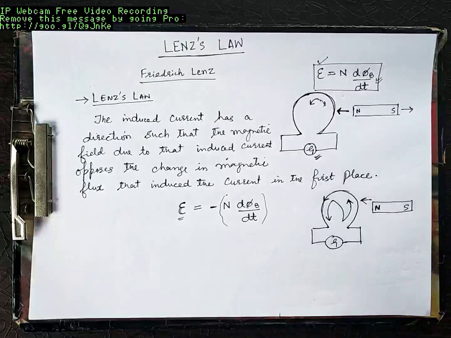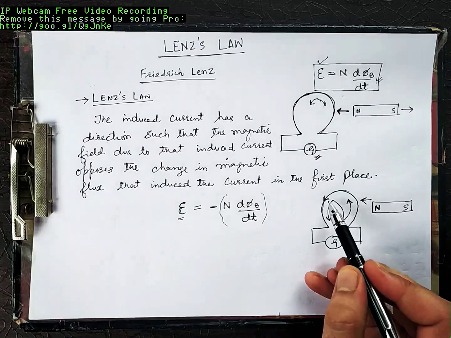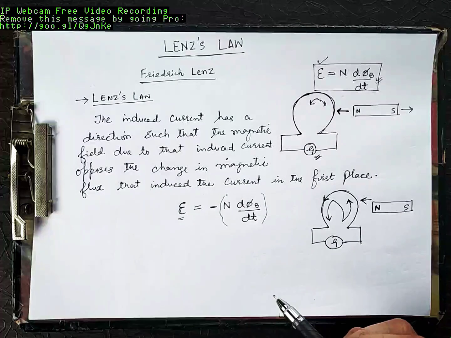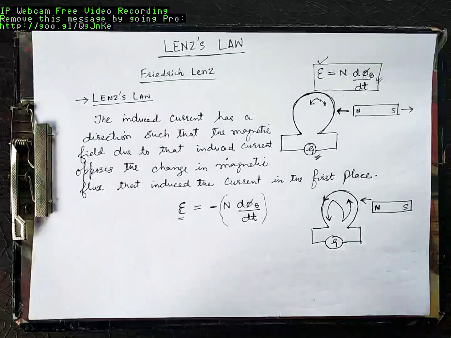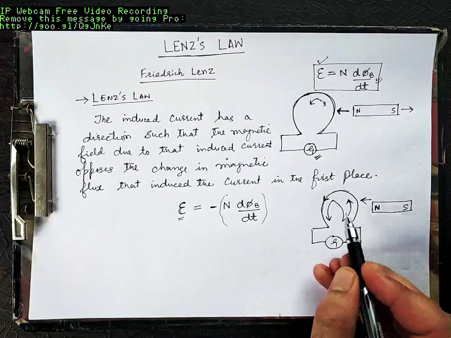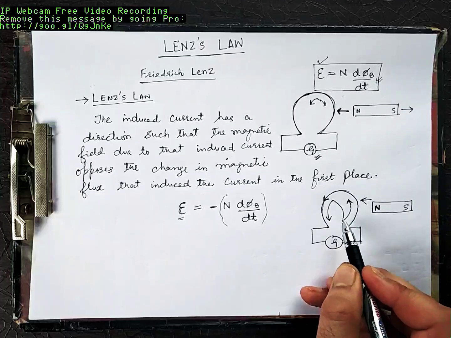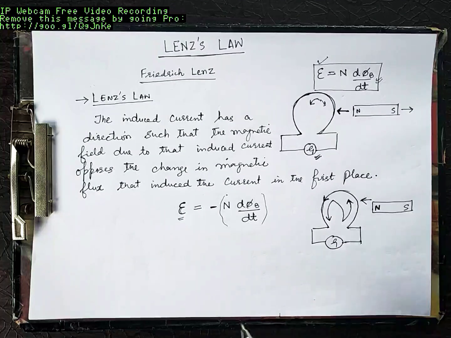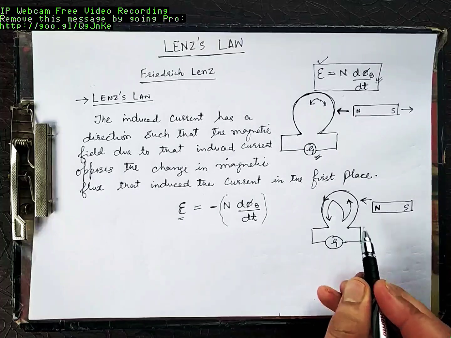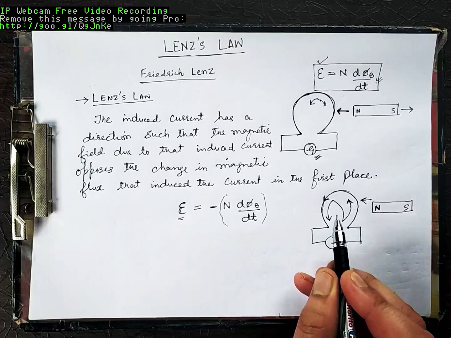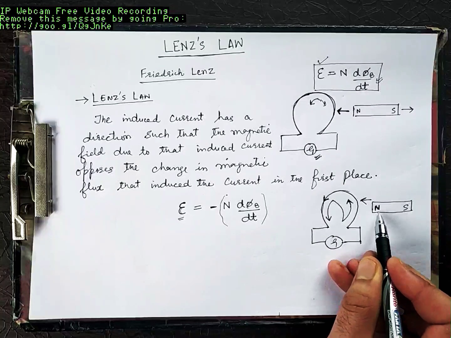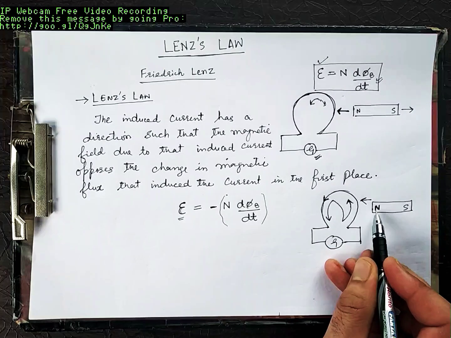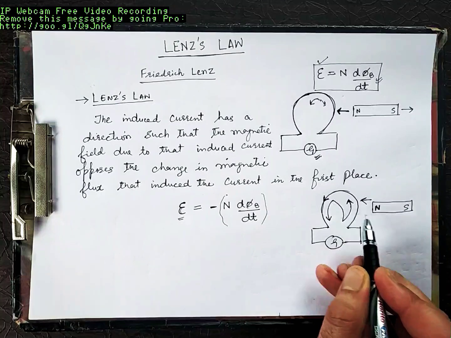I will repeat this once more. Why should current flow in anti-clockwise direction? When you push the magnet towards the coil, the magnetic flux passing through the coil is increasing. There will be a voltage induced in the coil which will produce a current in the coil. That current will try to oppose the advancement of this north pole. How can that oppose the advancement of this north pole? If it can repel this north pole.